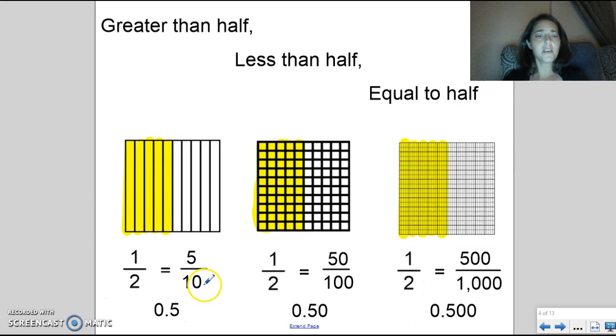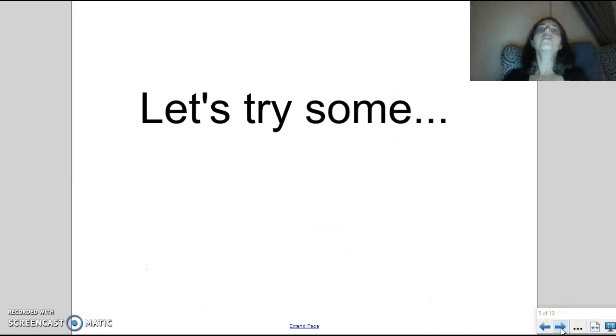And then if we say, okay, what does that fraction look like as a decimal? Well, 5/10 as a fraction means the same as 0.5 as a decimal. 50 hundredths as a fraction, 50 out of the 100, is the same as 0.50 as a decimal. And again, 500 thousandths as a fraction is written like this, 0.500 as a decimal. So we're going to try and figure out where some decimal universe parts fall in relationship to that half.